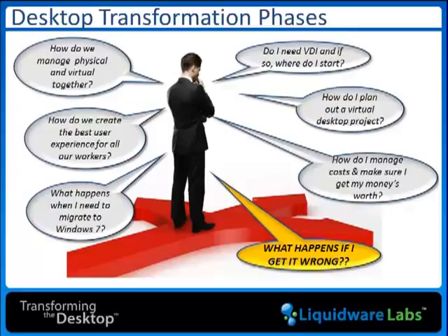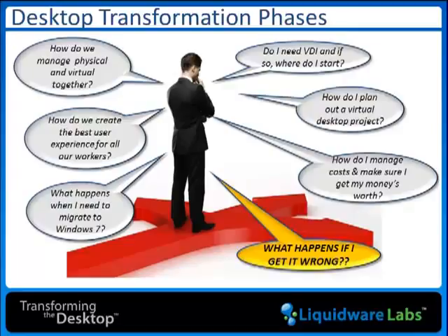Now, creating the best user experience for all of our workers entails Stratosphere UX. What happens when I need to migrate to Windows 7 is a question that we get asked quite a bit by Liquidware Labs clients. And the thing to remember is it doesn't matter whether we're talking about physical or virtual. Profile Unity is going to allow you to seamlessly migrate between Windows 2000 or XP or Vista seamlessly into Windows 7. So let's go to the right-hand side, and we need to ask, do I need VDI?